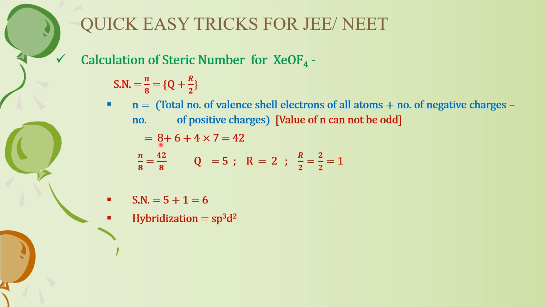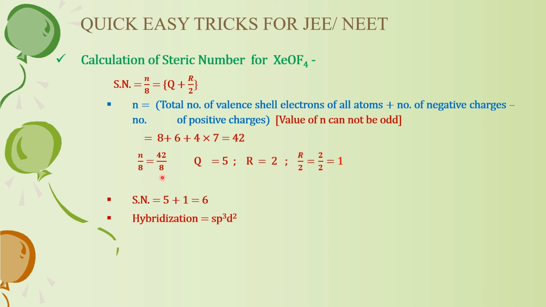Xenon has 8 valence electrons, oxygen has 6 valence electrons, fluorine has 7, but there are 4 atoms, so 4 into 7. If you sum it up, it comes to 42. Divide that by 8. The quotient that you will get is 5.